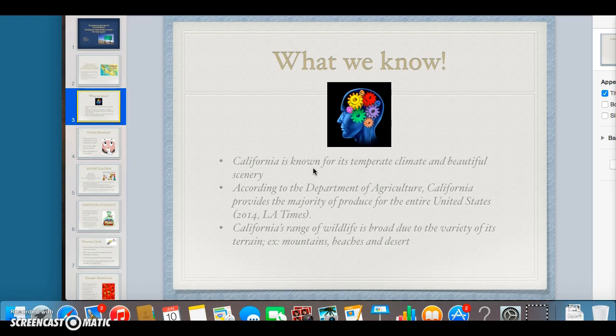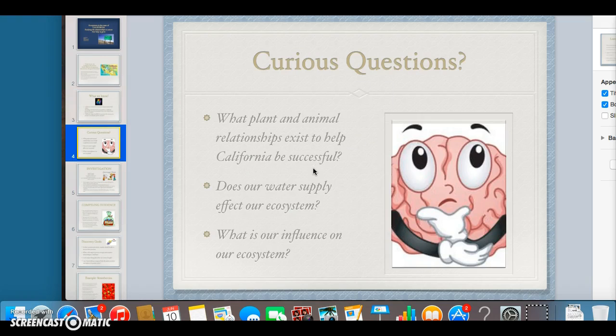California's range of wildlife is broad due to the variety of its terrain, for example, mountains, beaches, and desert. Many of our kids live all over California. So some have been to Big Sur, some have been to the desert area, some have explored San Francisco, and the weather is insane for them. So for them to understand that that's all in one state and creatures thrive in different environments is something I want them to continue thinking about.